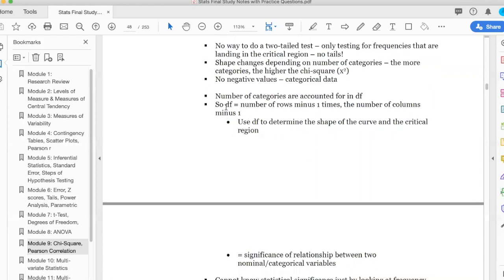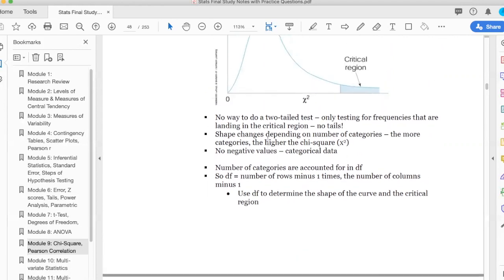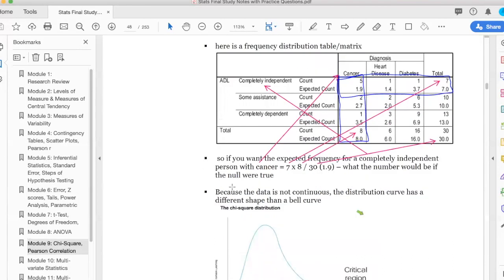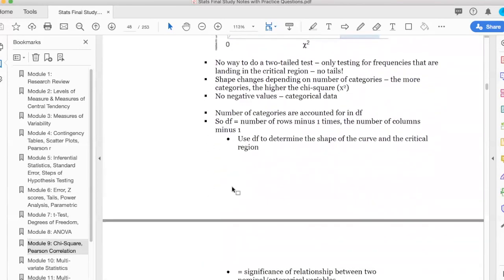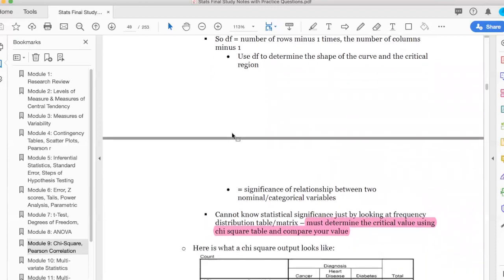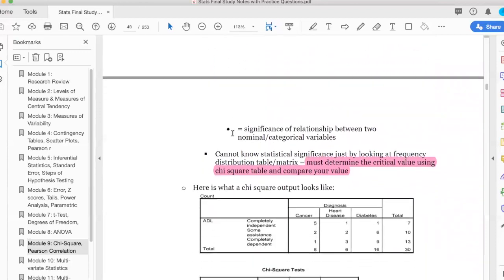So you're taking the number of rows minus 1 times the number of columns minus 1. If we go back up to this here, we've got 3 rows, 3 columns. So 3 minus 1 is 2, 3 minus 1 is 2, 2 times 2 is 4. So we'd have a DF of 4. And then you use that DF to determine the shape. You don't need to worry about that.